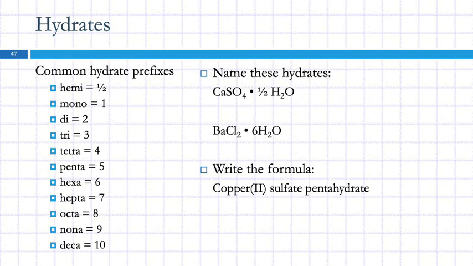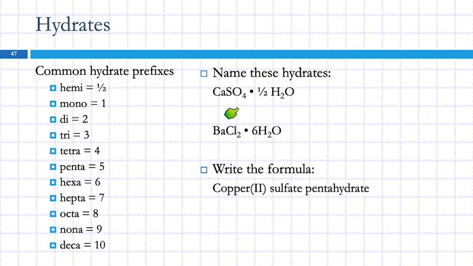So we use prefixes to indicate how many of the water molecules there are, because that's the only way we can tell from the name. So hemi is half, like a hemisphere is half of a sphere. Mono is 1, di is 2, tri is 3, think triangle, tetra, penta, pentagon has 5 sides, right? So these are common prefixes that are used in other places as well. So let's name these guys.